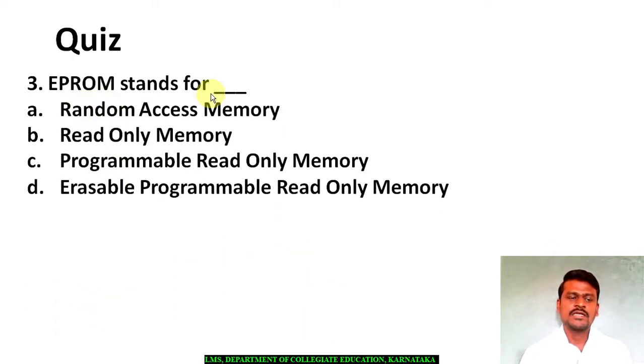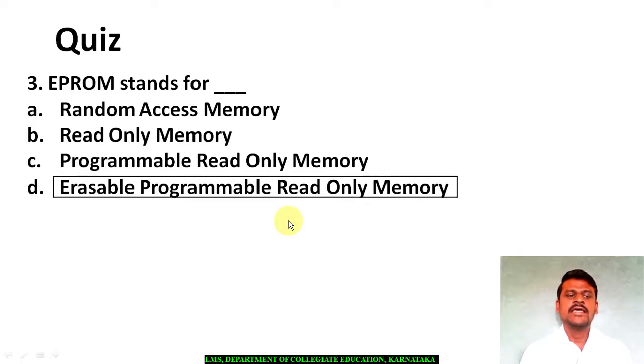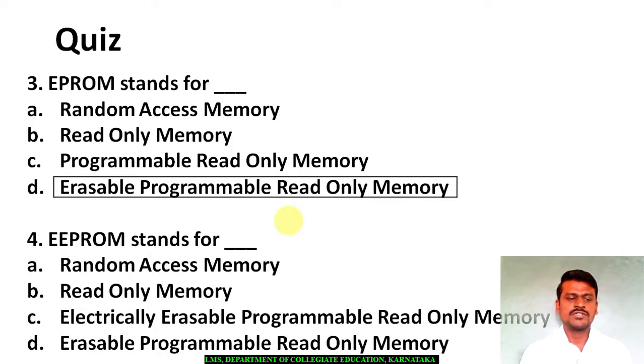Next question. EPROM stands for, just try to match the first letters and you will get the answer. First option, random access memory. Option B, read only memory. Option C, programmable read only memory. Option D, erasable programmable read only memory. Any guesses? Yes, answer is erasable programmable read only memory.